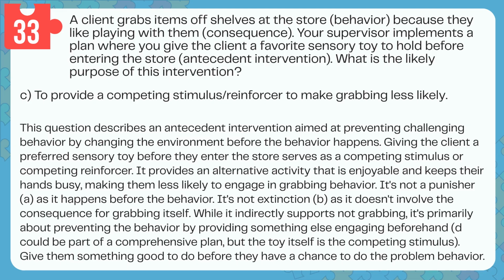Answer: C. To provide a competing stimulus/reinforcer to make grabbing less likely. Explanation: this question describes an antecedent intervention aimed at preventing challenging behavior by changing the environment before the behavior happens. Giving the client a preferred sensory toy before they enter the store serves as a competing stimulus or competing reinforcer. It provides an alternative activity that is enjoyable and keeps their hands busy, making them less likely to engage in grabbing behavior. It's not a punisher, A, as it happens before the behavior.